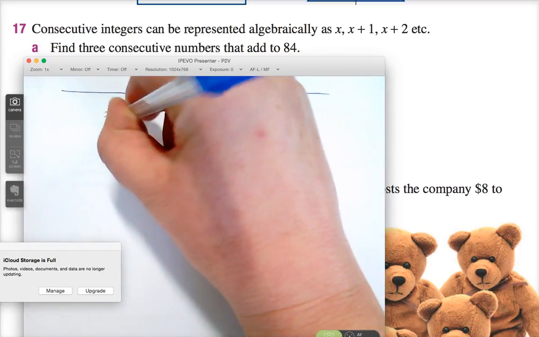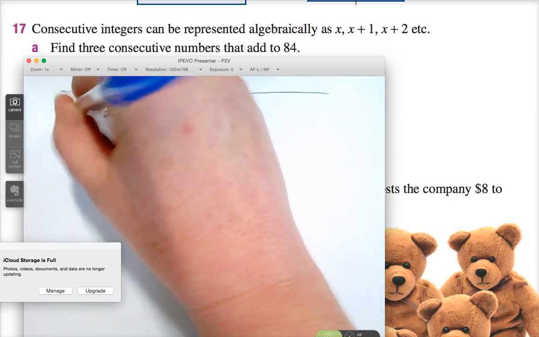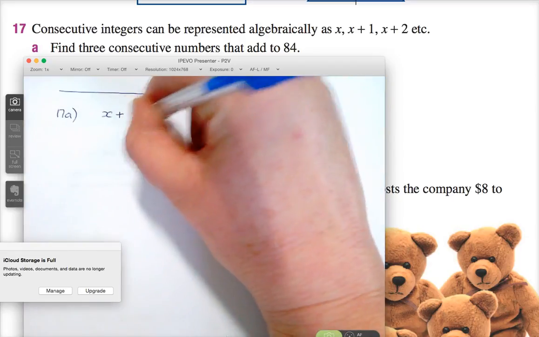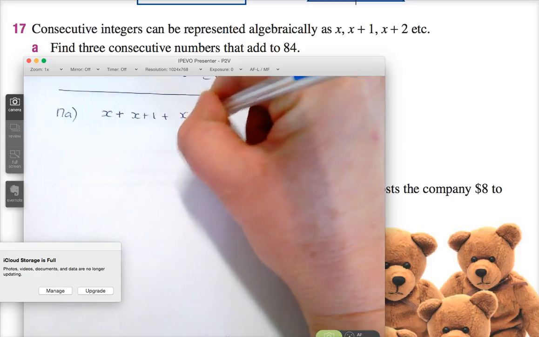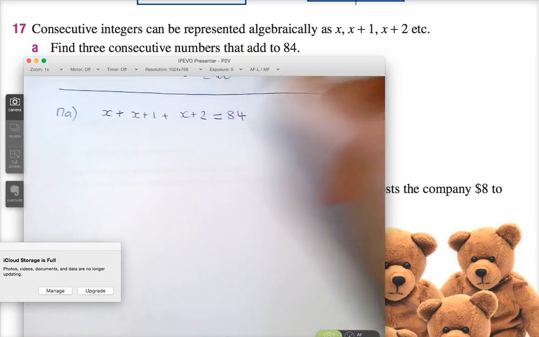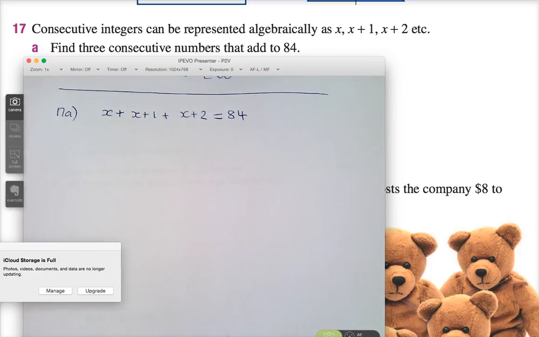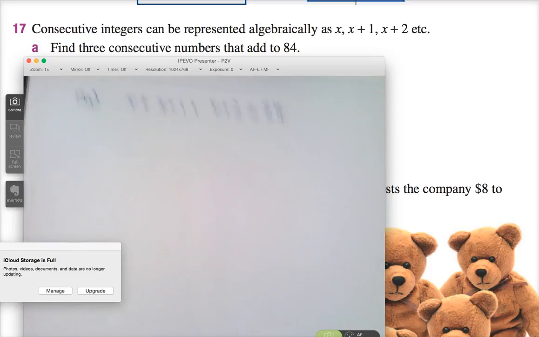If your first number is x, what's your second number? Plus x plus 2. They're 3 consecutive integers that add up to 84. And then you solve that, girls. So you've got x, plus the next number, x plus 1, plus the next integer, x plus 2, equals 84, and you solve. So I'll give you a minute to do that.